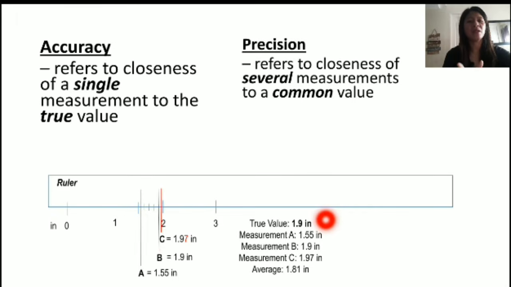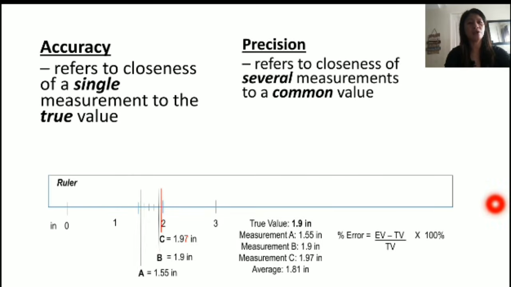One of them is most accurate, which is measurement B. But in terms of precision, we cannot say that they are precise because not all of them are close to the common value or the average. To determine the accuracy, you can also check the percent error. The smaller the error in the measurement, the more accurate is your measurement.